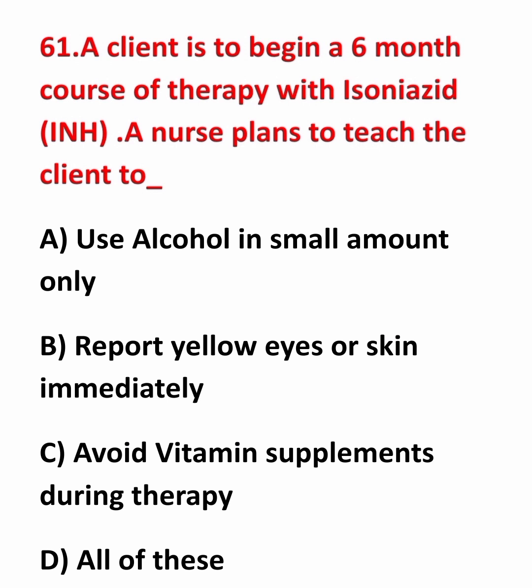First question: a client is to begin a 6-month course of therapy with isoniazid. A nurse plans to teach the client to. Options are: option A, use alcohol in small amount only. Option B, report yellow eyes or skin immediately. Option C, avoid vitamin supplements during therapy. And option D, all of this.